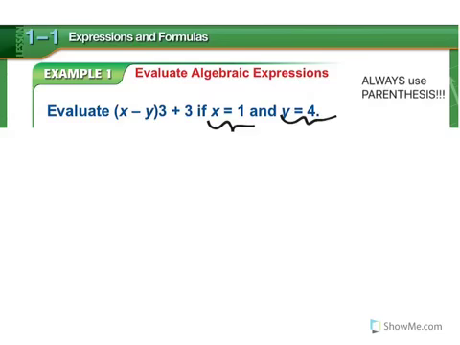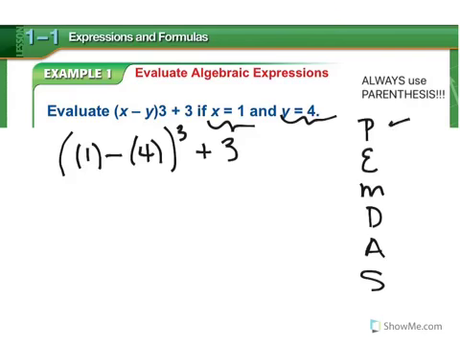So now we plug in what we know. We know that x is going to be 1 minus y, which is 4, and that will be cubed, and we are adding 3. Okay, so according to our order of operations, the first thing we look at is our parentheses. Here we have 1 minus 4. 1 minus 4 is negative 3, and we're cubing that.